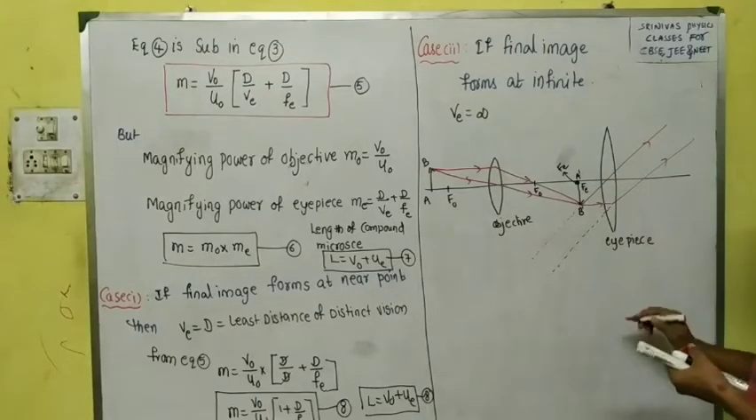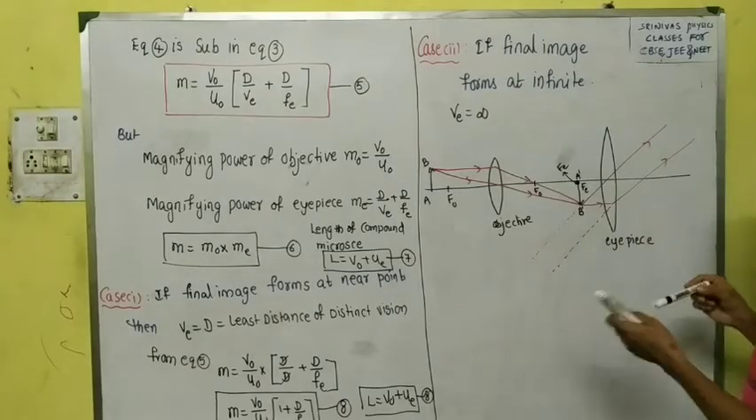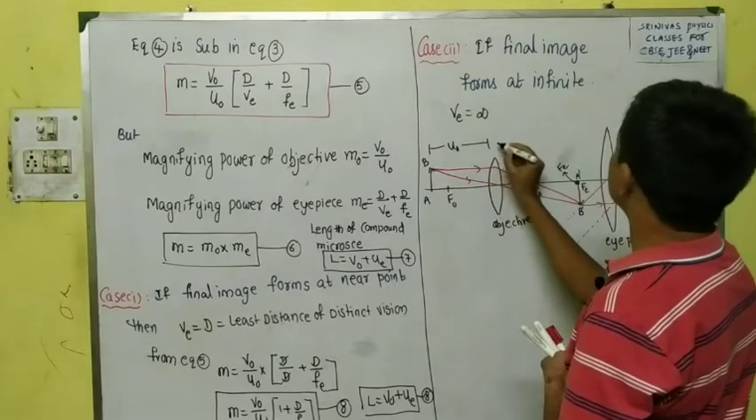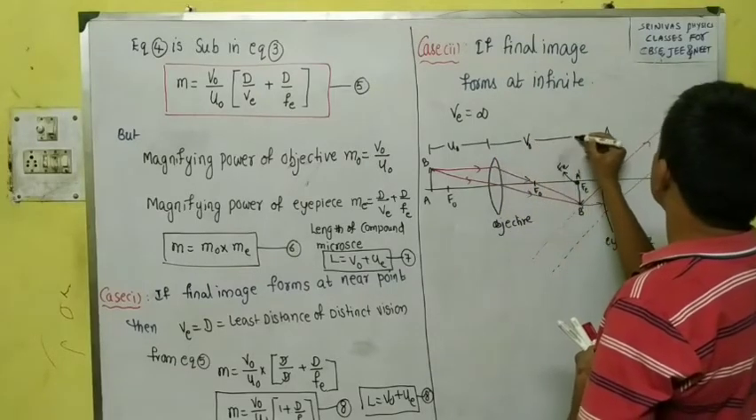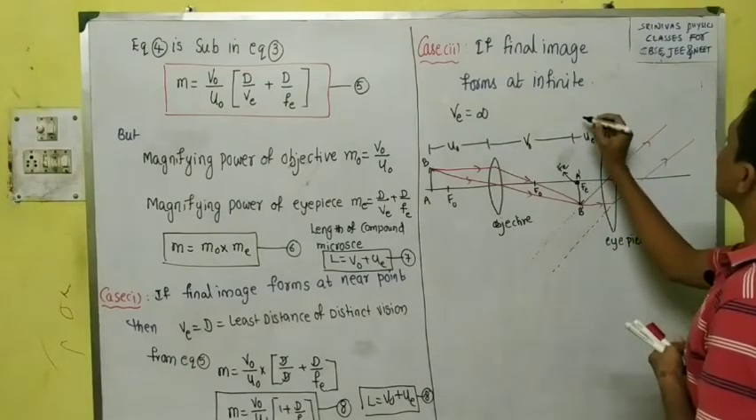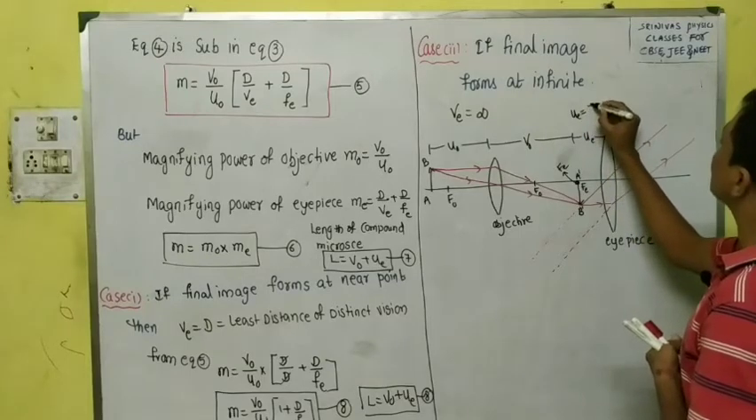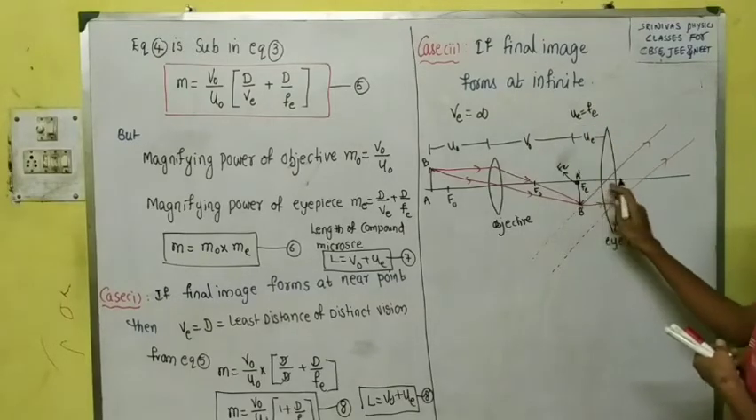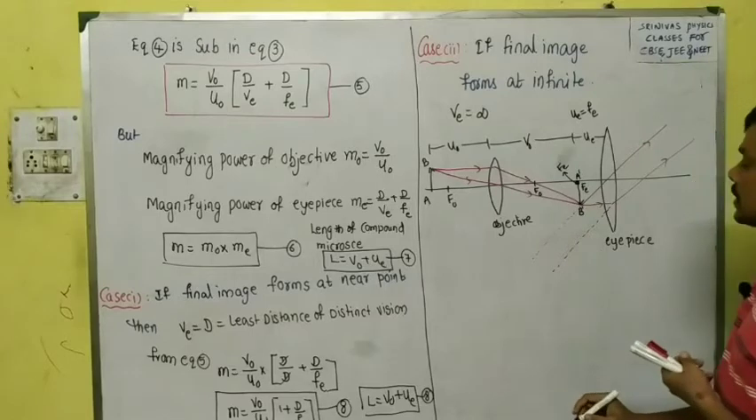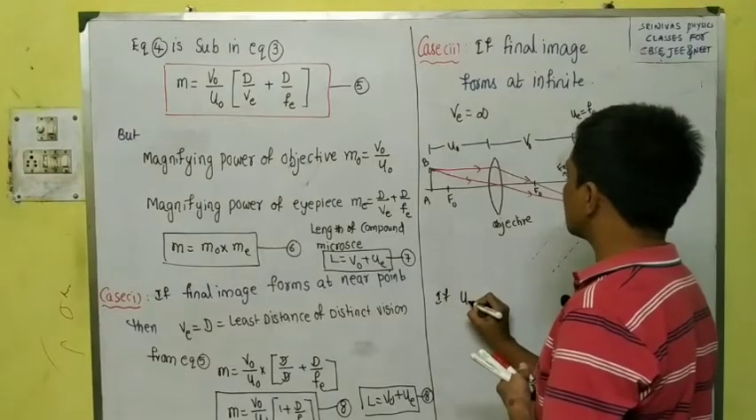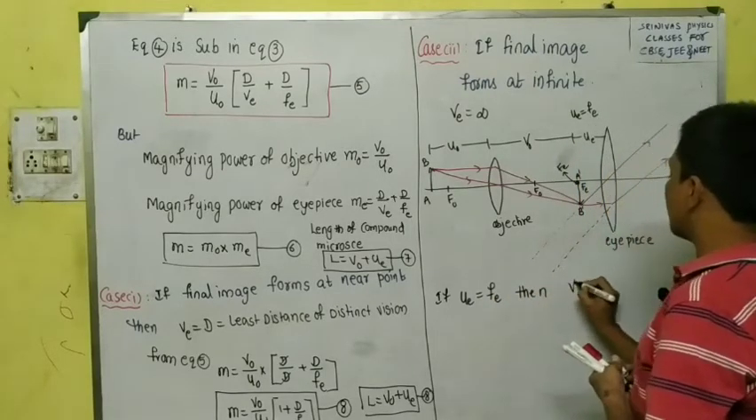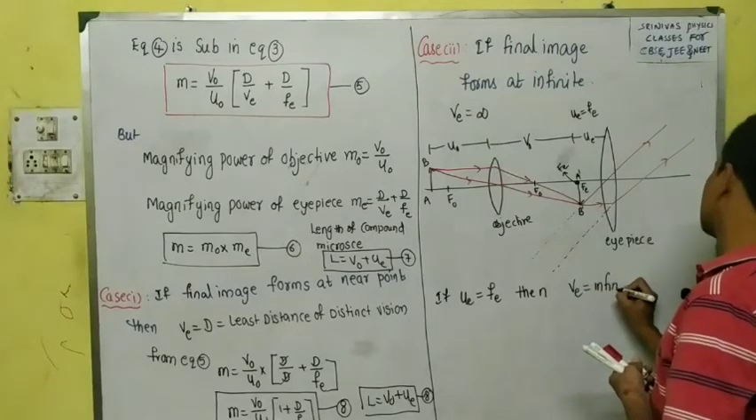Right now, in this case, what is the object distance? This is the object distance for the objective lens, that is u0, and the image distance is v0. What is the object distance for the eyepiece? Generally it is ue, but in this case, if ue is equal to fe, then the object is at the principal focus of the eyepiece, and the final image forms at infinity. That means ve becomes infinite. If ue is equal to fe, then the final image distance is equal to infinity.